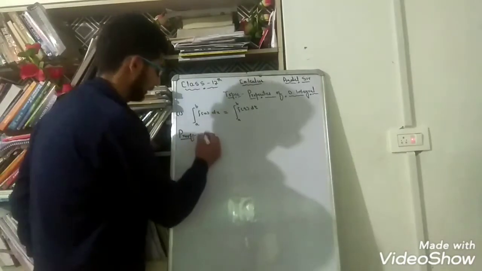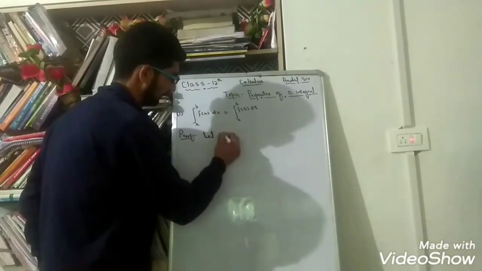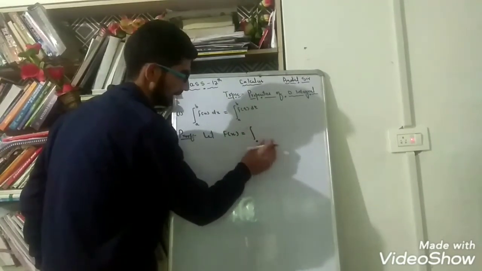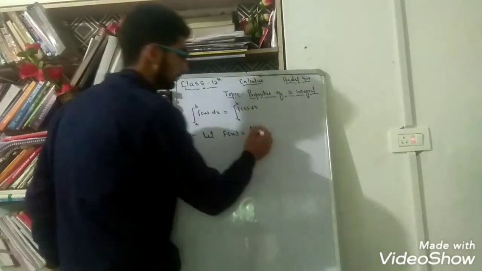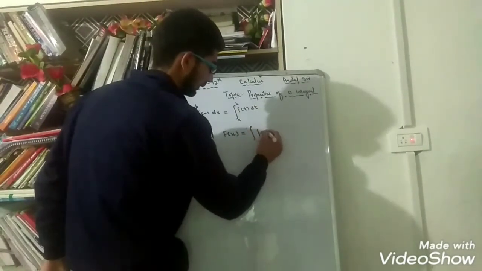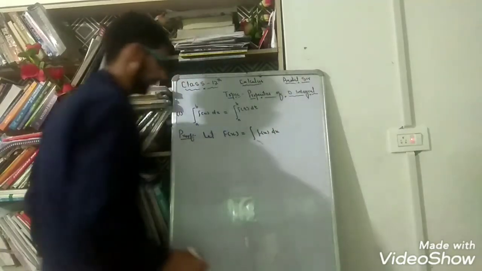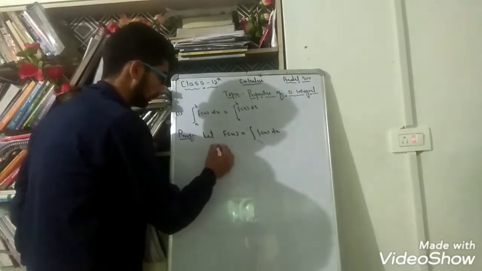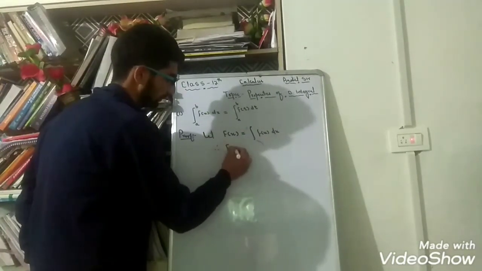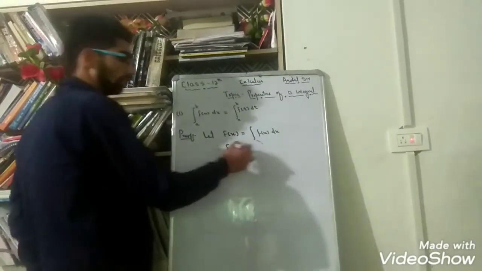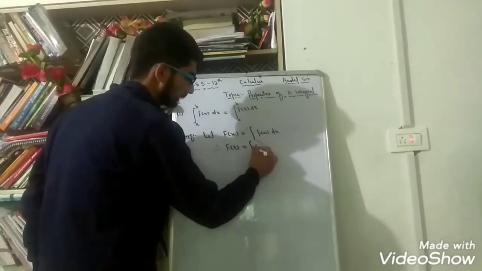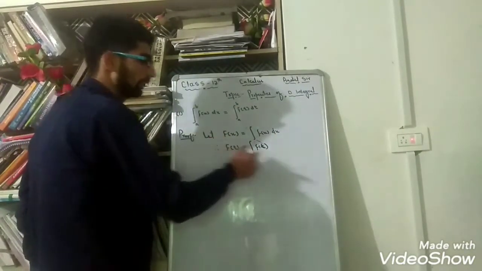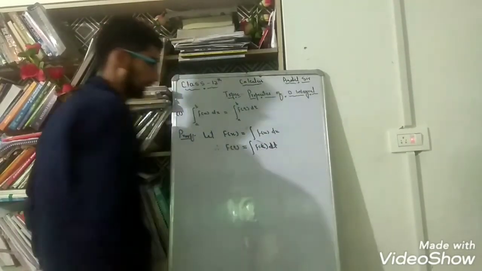So I will take the function F of x equal to the indefinite integral of f of x dx. This is my function. Therefore, F of t, if I substitute the value of x as t, what will I get? I will get f of t, because the variable is x, we are substituting t, and d of x becomes d of t.